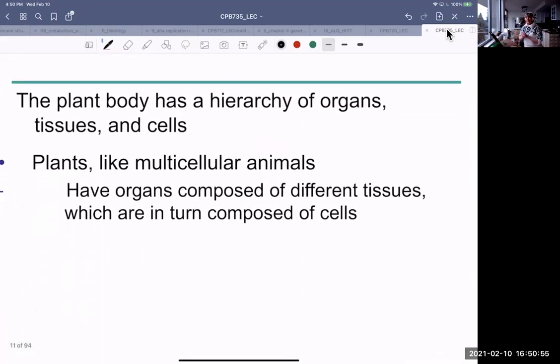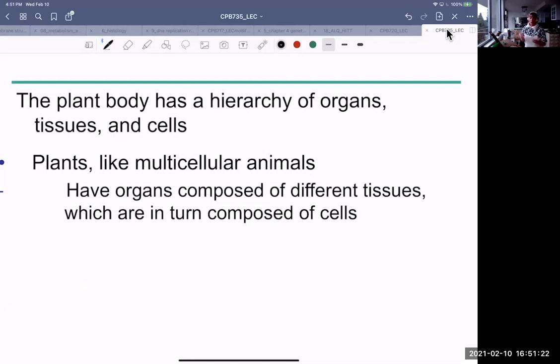So just like if you've taken human anatomy and physiology, maybe you've taken it already or you took it in grade 12, the plant body is also a hierarchy of organs, tissues, and cells, just like the animal body. So the cell being the smallest unit of life, but together cells work like tissue. They work in synchrony, like muscle cells, for example. And tissues get together to form organs.